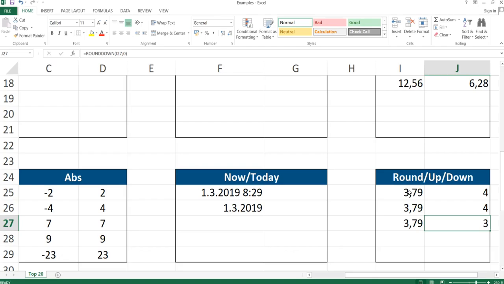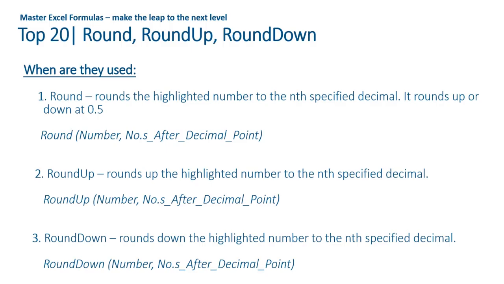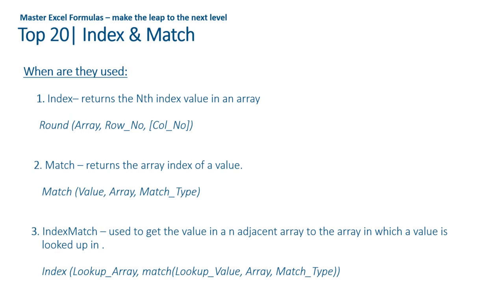Okay, so if I go back to the presentation now, the next two formulas we have are quite famous in Excel and they're a must know: the INDEX and MATCH, and of course the combination of these two formulas, the INDEX MATCH formula. The INDEX formula is going to return the nth index value in a specific array. I'll show you what I mean by that, but I just want to explain first of all the structure.